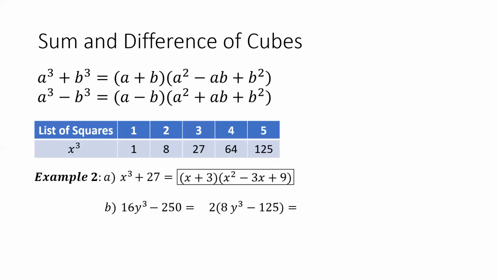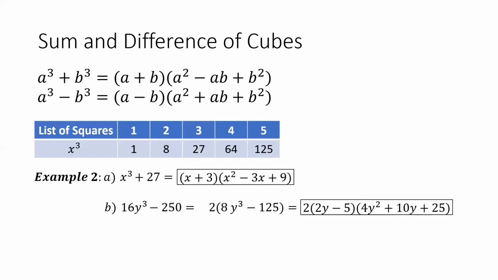So as I mentioned, the first part of my first term, if I take the cube root, is going to be y. And then looking at my chart, the cube root of 8 is 2. So a is going to be 2y. And then the cube root of 125 is 5. So my b is going to be 5. And then I just fill in my formula.